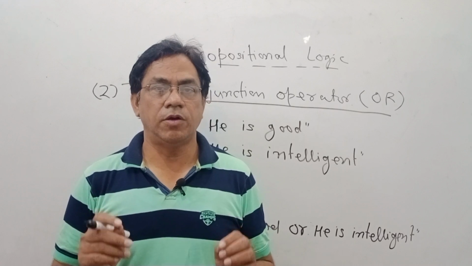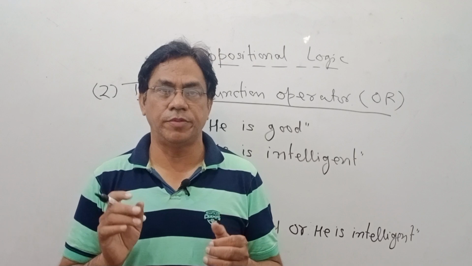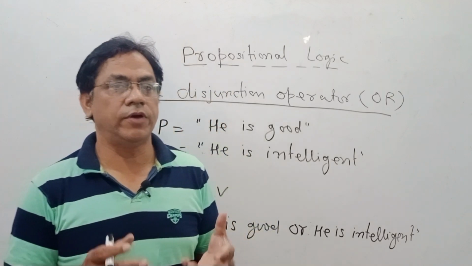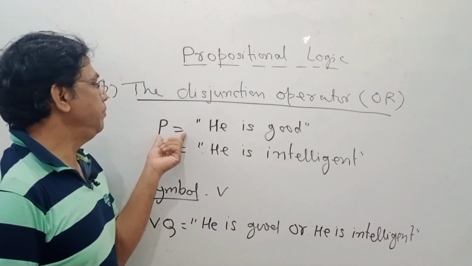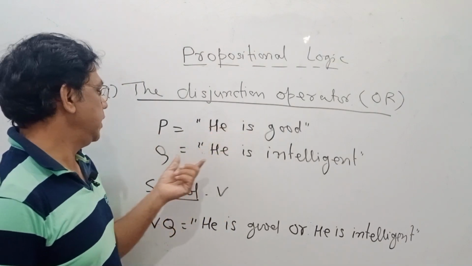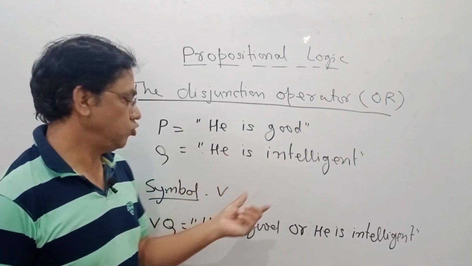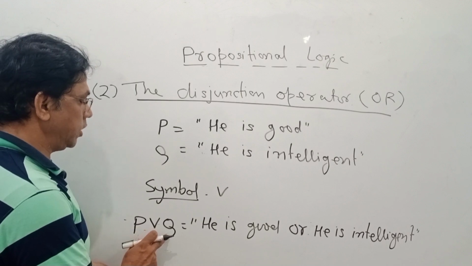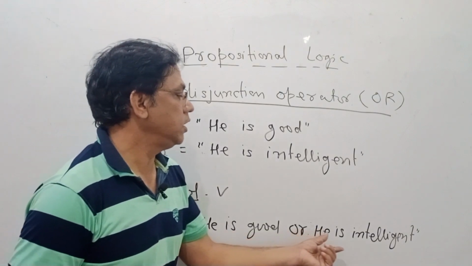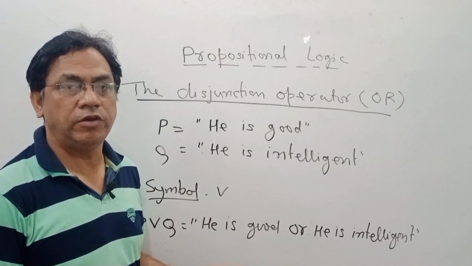Secondly, we will see the disjunction operator. Disjunction operator means it is an OR operator. So we will see how it works in our propositional logic. Now suppose the P variable carries the meaning he is good, and the Q variable carries the meaning he is intelligent. So whenever we put P disjunction Q, it means he is good or he is intelligent. So when will it give the value true and when will it give the value false?